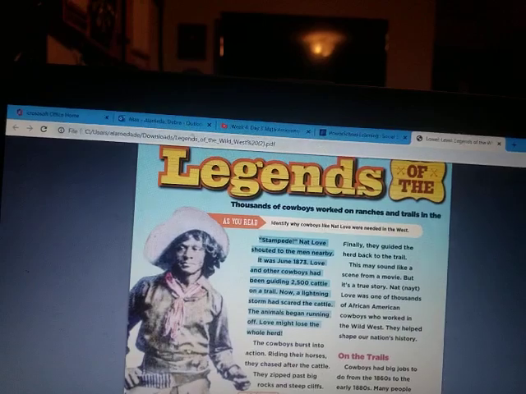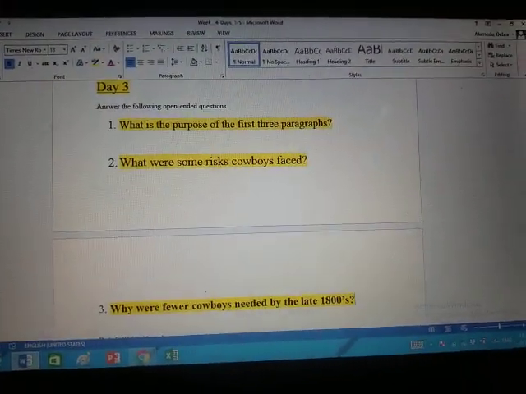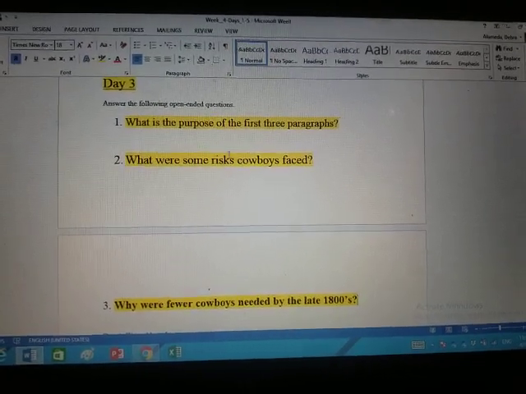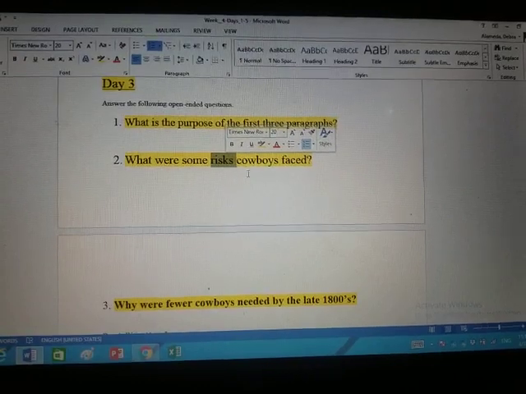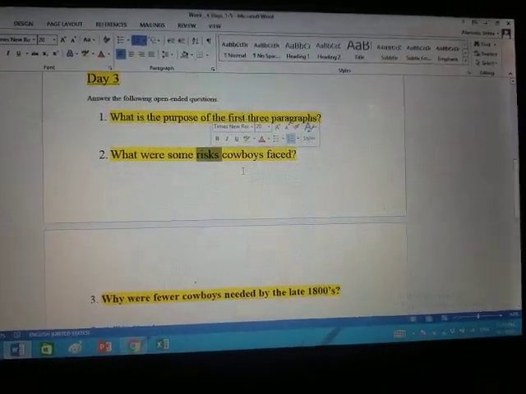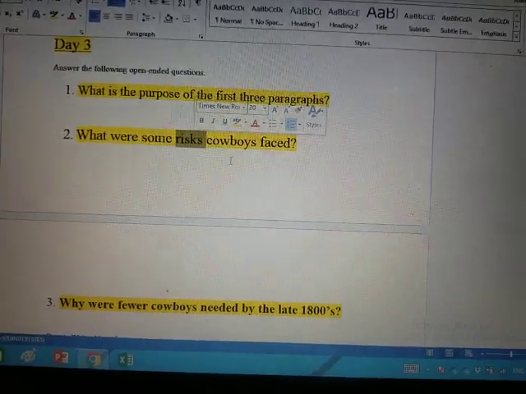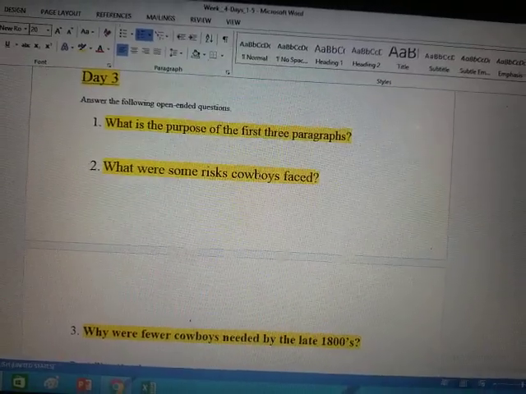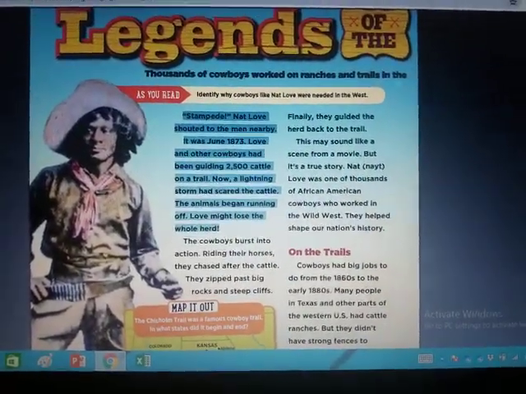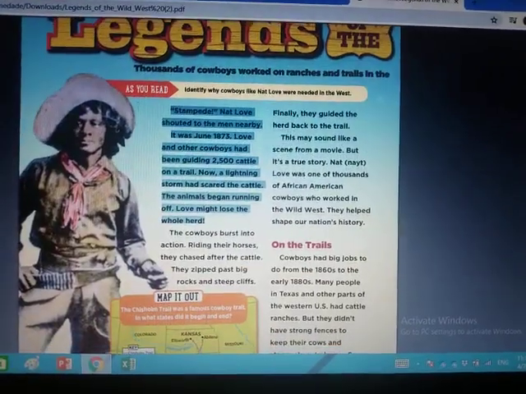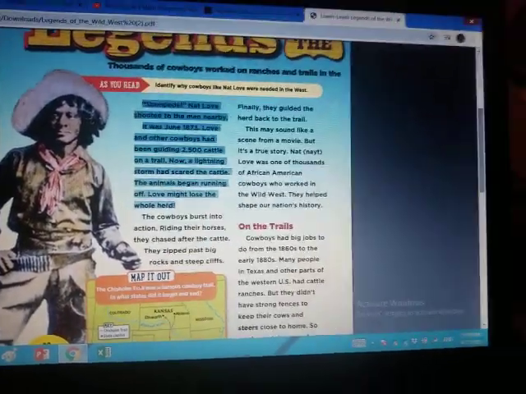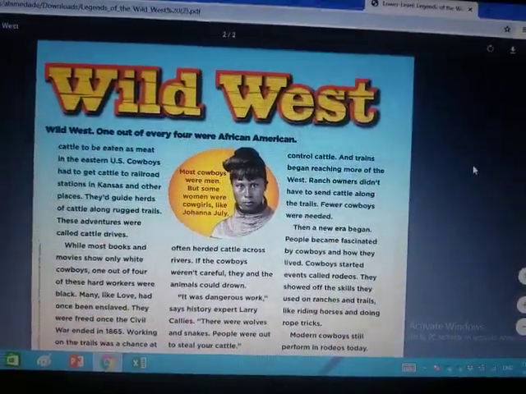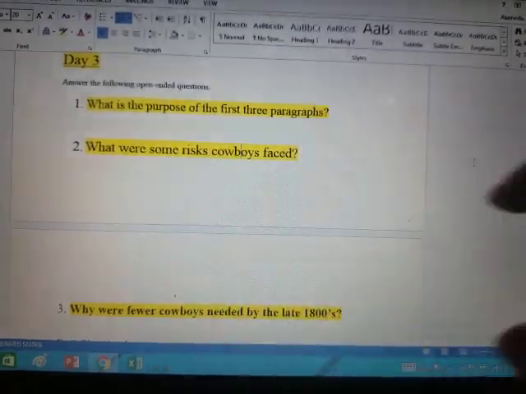So let me go back to question number 2. Number 2 says, what were some risks Cowboys faced? Risks means what are some challenges or what are some problems Cowboys faced? Meaning, what were some of the issues that they had? And in the story, if you go back to the story, they told you a lot about the problems they faced when they were with the cattle and what happened to them when they were on their trails and stuff. So if you go down, you'd read more about their challenges. So please tell me what are some of the risks they faced.